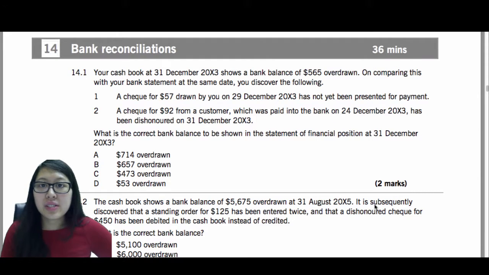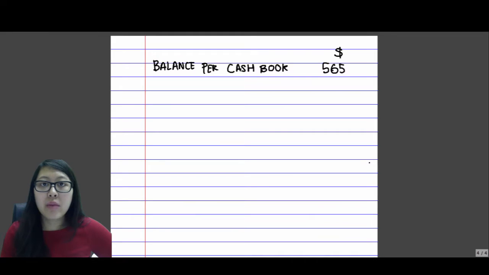Alright, now let's take a look at this question. Let's have a look at 14.1. Your cash book at 31st December 2003 shows a bank balance of $565 overdrawn. Now be careful when it says overdrawn. This means that you have an overdraft. An overdraft is a negative bank balance. So when you prepare your workings, make sure that your balance is a negative figure. So I'm going to place here brackets to show that it's negative.